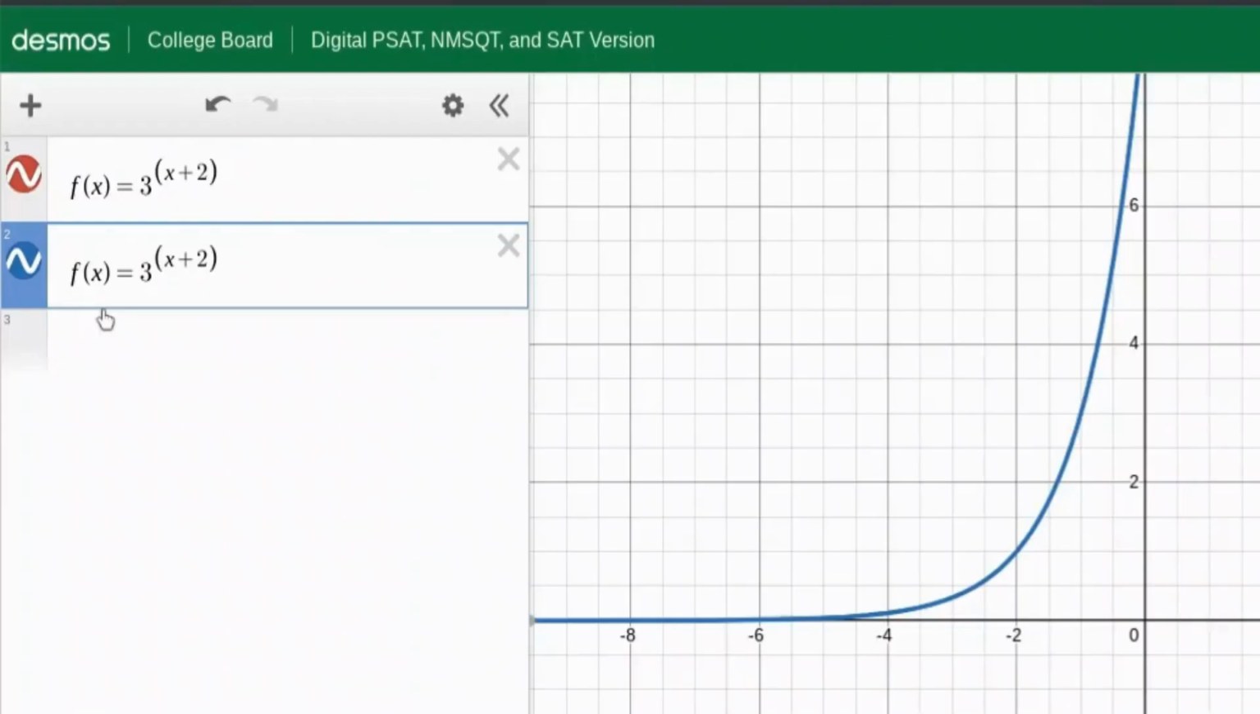So let's start working on translating this 6 units to the left. What do we know about translating 6 units to the left? Well, if you watched the last video, and thankfully you may have, translating 6 units to the left usually means we're going to be adding.